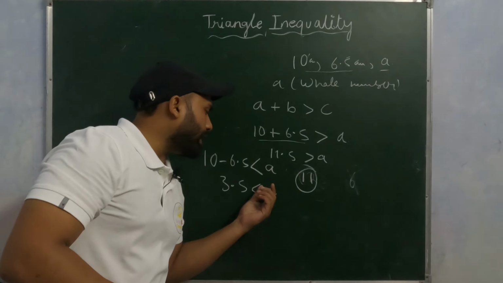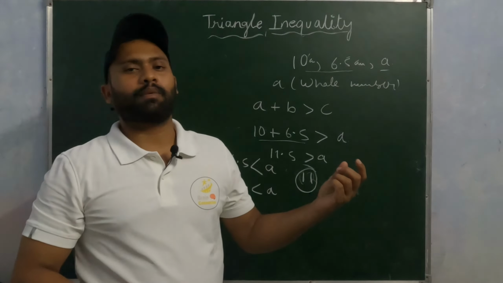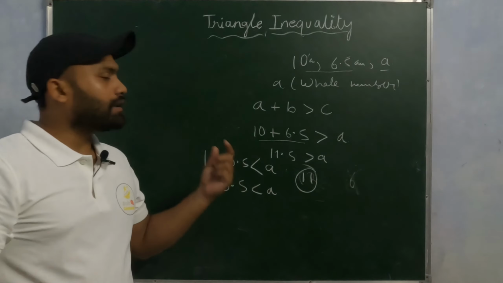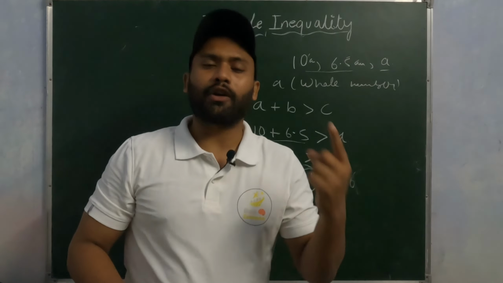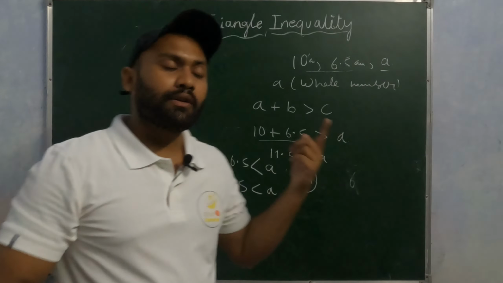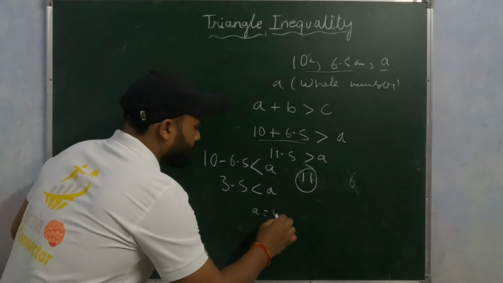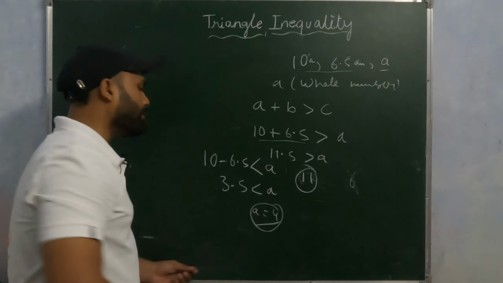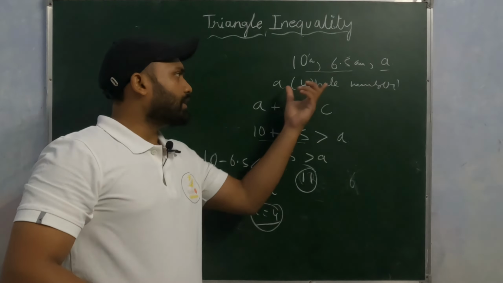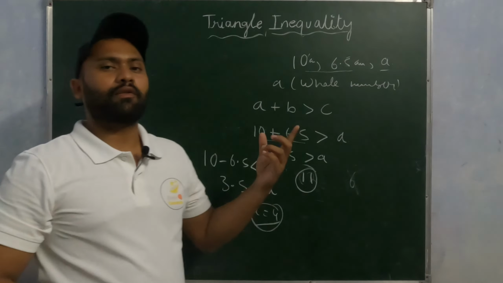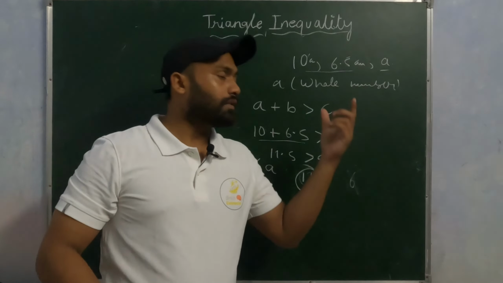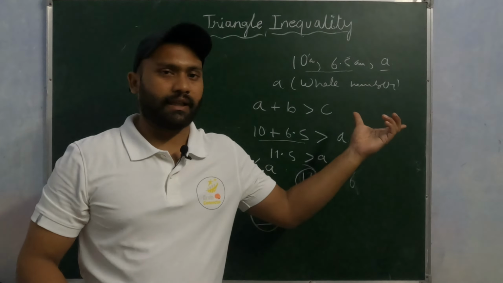Okay, the value of a will be greater than 3.5. The next whole number after 3.5 is 4. So our minimum value for this question will be 4. 4 is the inequality. 4 is the measurement of the third side.